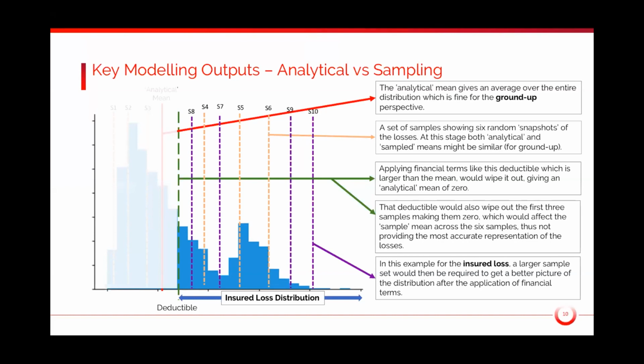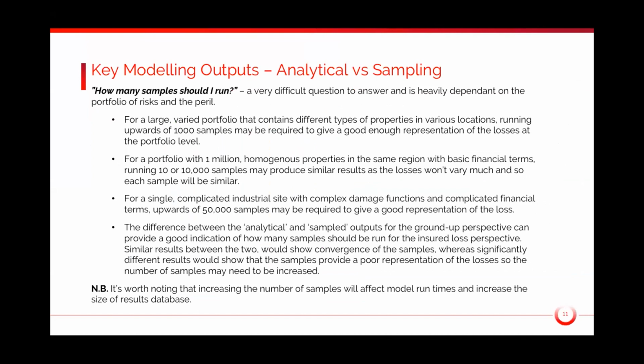I'm just going to move on to, how many samples should I run then? That's a very difficult question to answer. And again, it's heavily dependent on the portfolio. I'm going to show some examples of what I've done. I've just put some notes here for you to use. For a large varied portfolio that contains different types of properties, and they might be in different locations, looking at the portfolio level, running upwards of maybe 1,000 samples might be required to give a good enough representation of the losses.